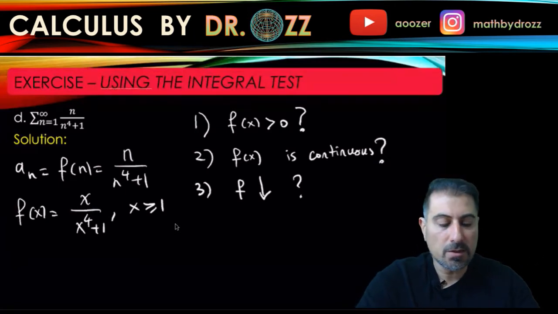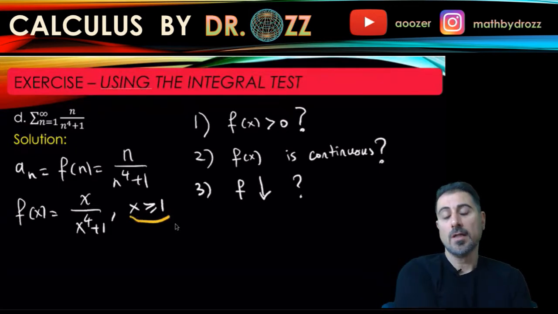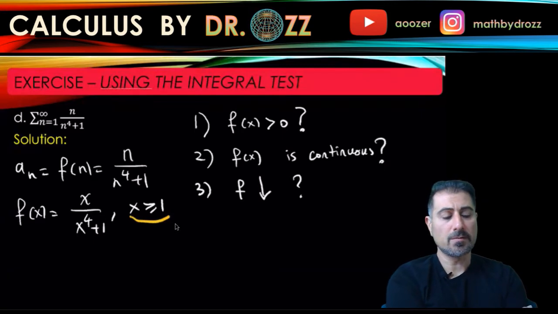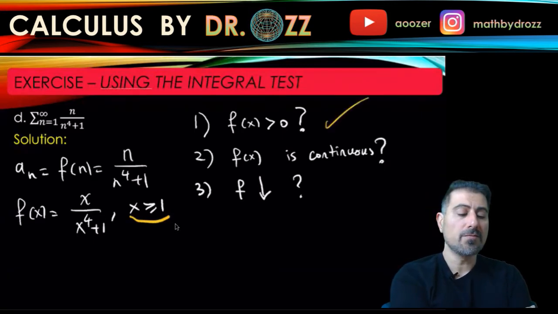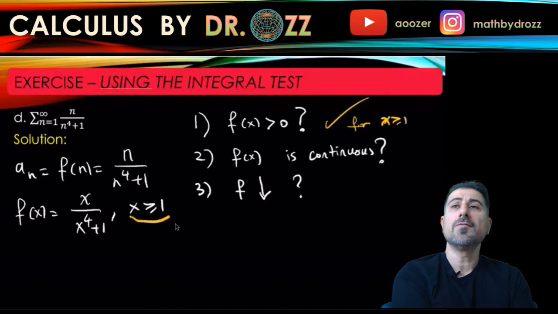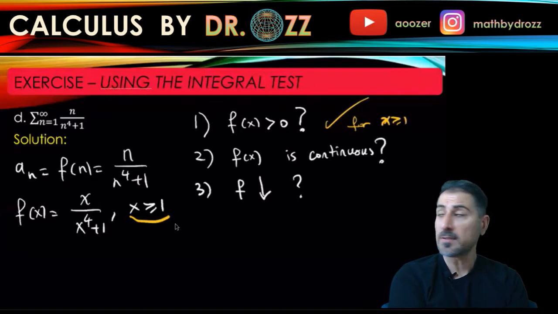All right, so let's check the conditions. Well, is f positive? Well, in its domain, which is x greater than or equal to 1, top is positive, bottom is x to the fourth plus 1. That is also positive, so let's put a check mark here, okay? Again, for x greater than or equal to 1, this f is positive only for that. Is f continuous? Well, it's the ratio of two continuous functions, and there's no x making the bottom 0, so the bottom doesn't get to 0 for any x. So we're safe, so the quotient is continuous.